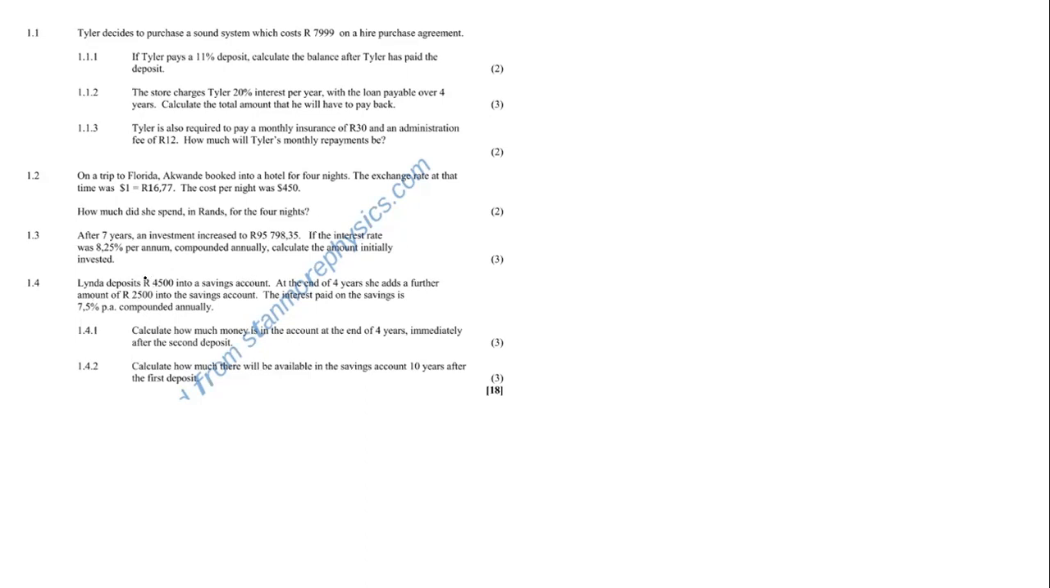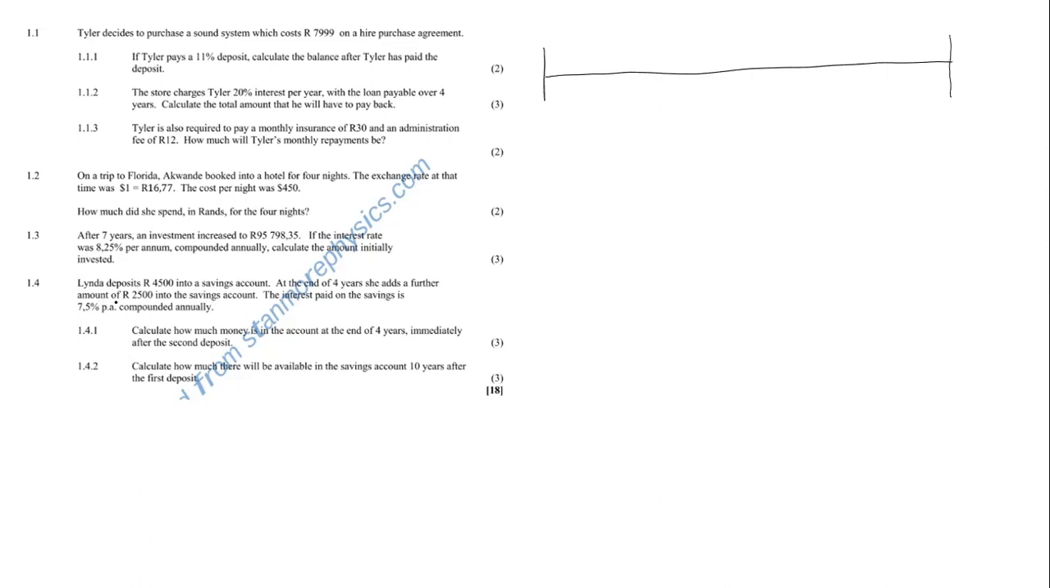2 deposits, right? Linda, at first, she deposited 4,500. And then after 4 years, she came again. She deposited another 2,500 Rand into that savings account. So Linda has made total deposits of what? Of 2. She has made 2 deposits into this savings account over these years, right? So let's open up our timeline.